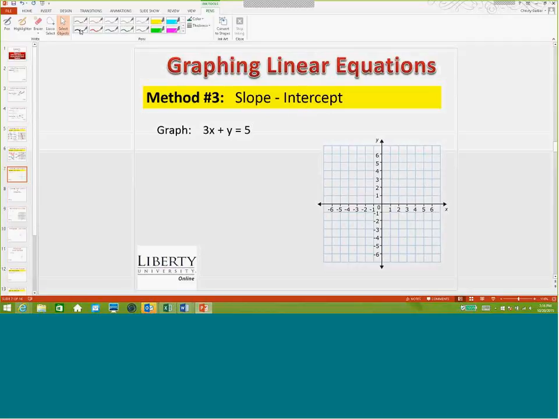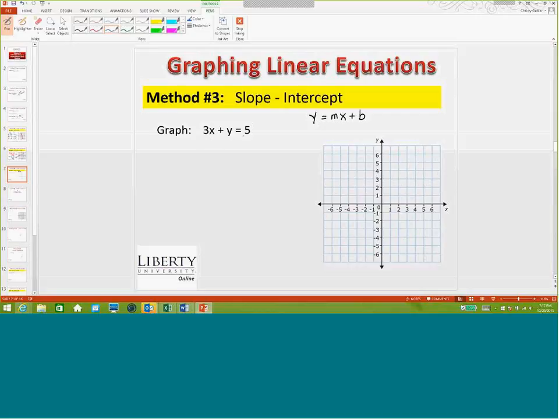Now remember our slope-intercept form of a linear equation: y is equal to the slope times your x, plus your y-intercept, okay? So this is the form to identify your slope and your y-intercept. So the first thing you want to do before you can graph this is to make sure your equation is indeed in slope-intercept form. This is not. This happens to be in standard form.